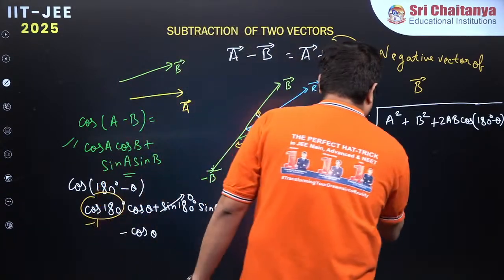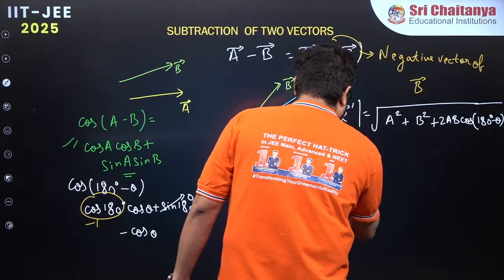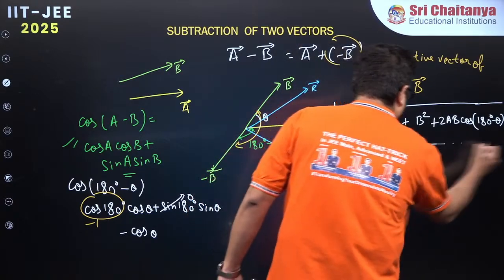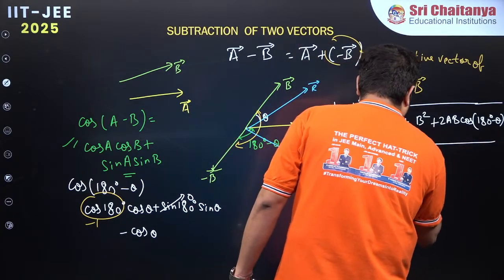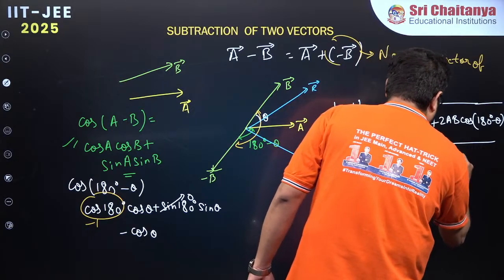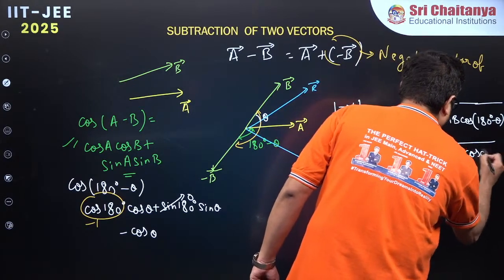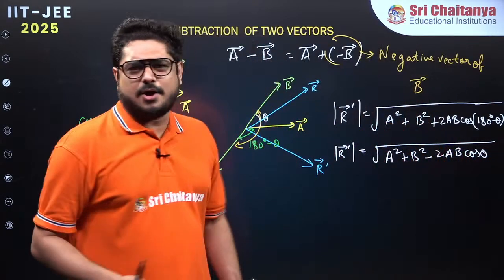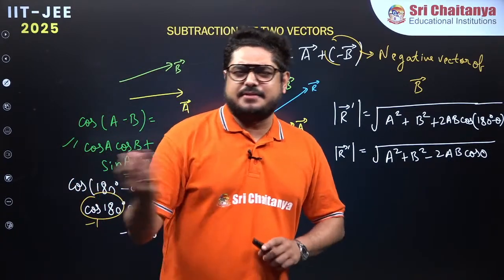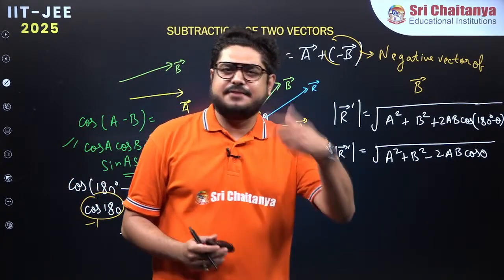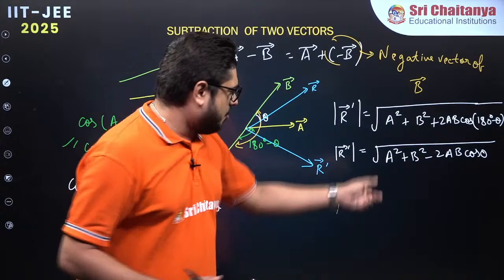So our calculation becomes: the modulus of the new resultant is going to be equivalent to what? That is going to be square root of a square plus b square minus 2ab cosine theta. So this is what your subtraction of two vectors is all about. Nothing else. We are adding one vector a with the negative of the other vector, isn't it? I hope this equation is clear.